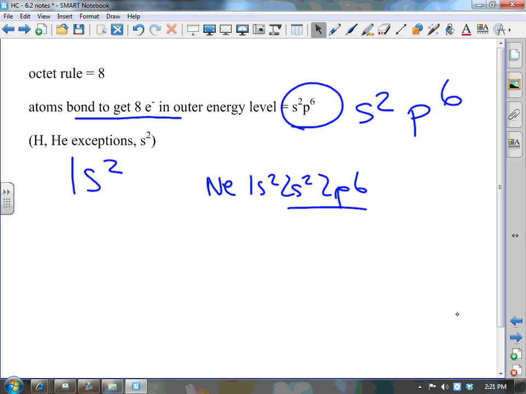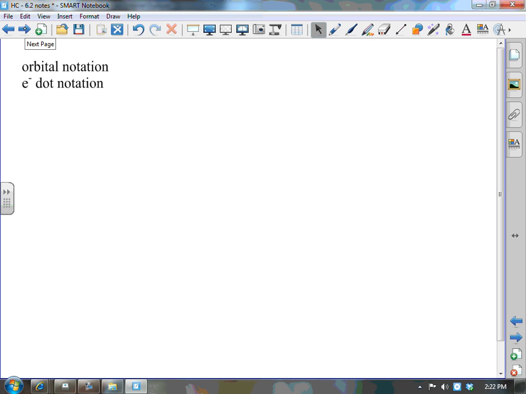All right, so we're going to start looking at atoms and how they're going to bond together. The two things we're going to look at are orbital notation, and then we're also going to look at the electron dot notation. Both of these can help us determine how many electrons are being shared and which ones are being shared. So if you need to, brush up a little bit on some chapter 4 stuff.